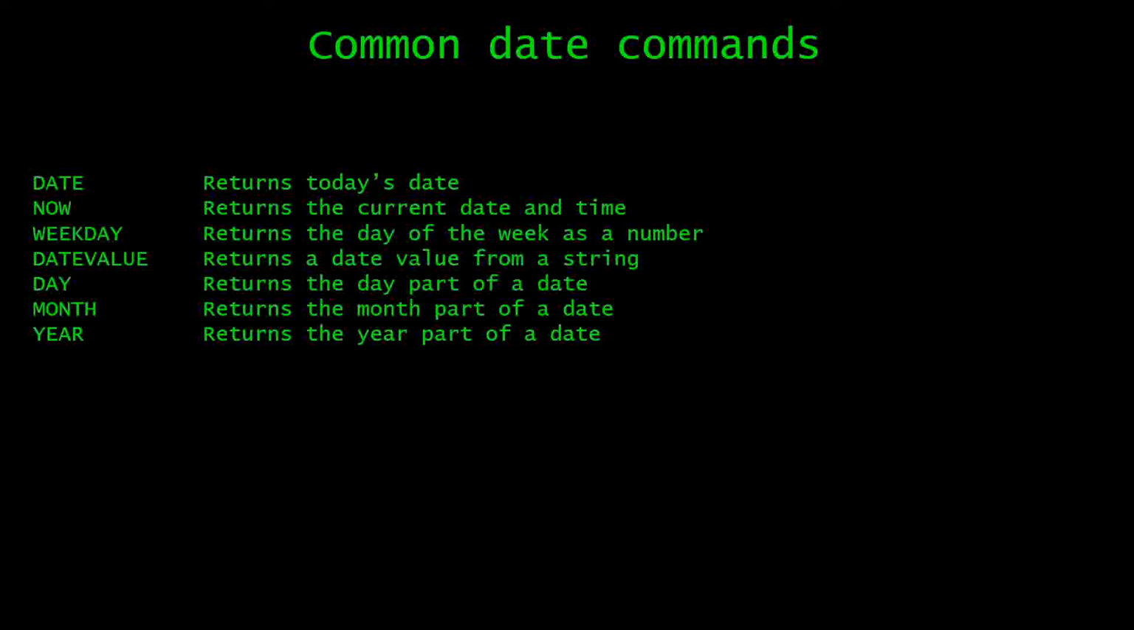Again, while not exhaustive, these are the most useful date and time related commands that you will be using in your code. Date returns today's system date. Now returns the exact system date and time. Weekday identifies what day of the week a particular date is, while Day, Month, and Year allow you to extract just that part of a date.